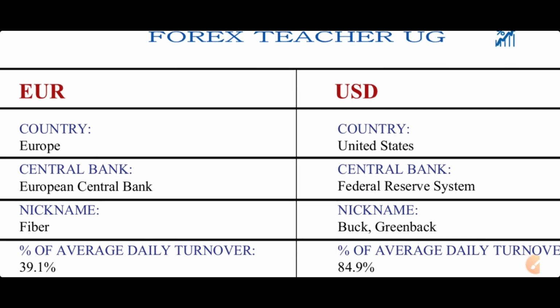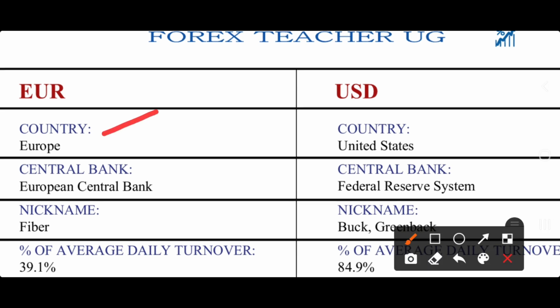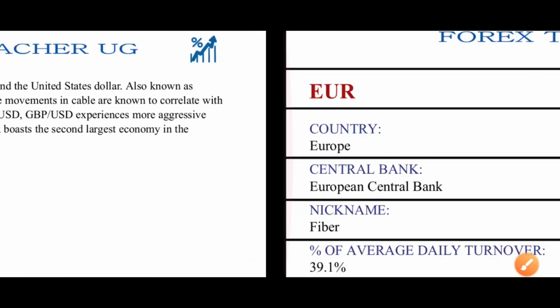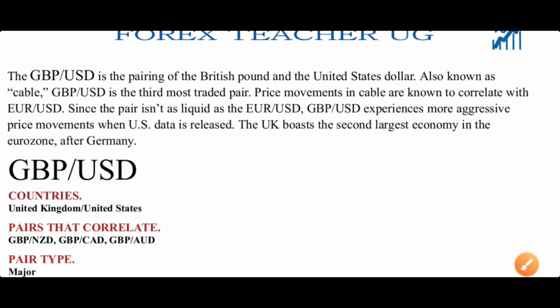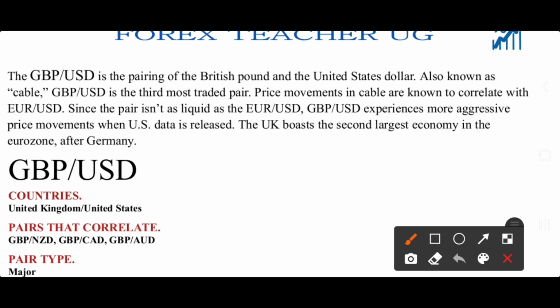For more detail, we look here: the country being, of course, Europe, the bank being the European Central Bank. The nickname is Fiber, and the average daily turnover is 39.1%. And of course, we have already seen the United States, and the bank is the Federal Reserve System. The nickname is Greenback, and the average daily turnover is 84.9%.